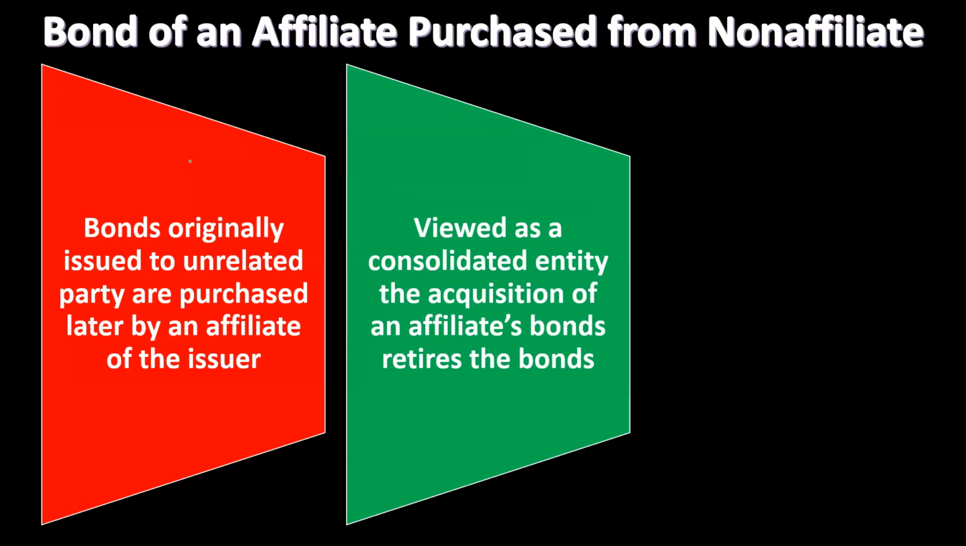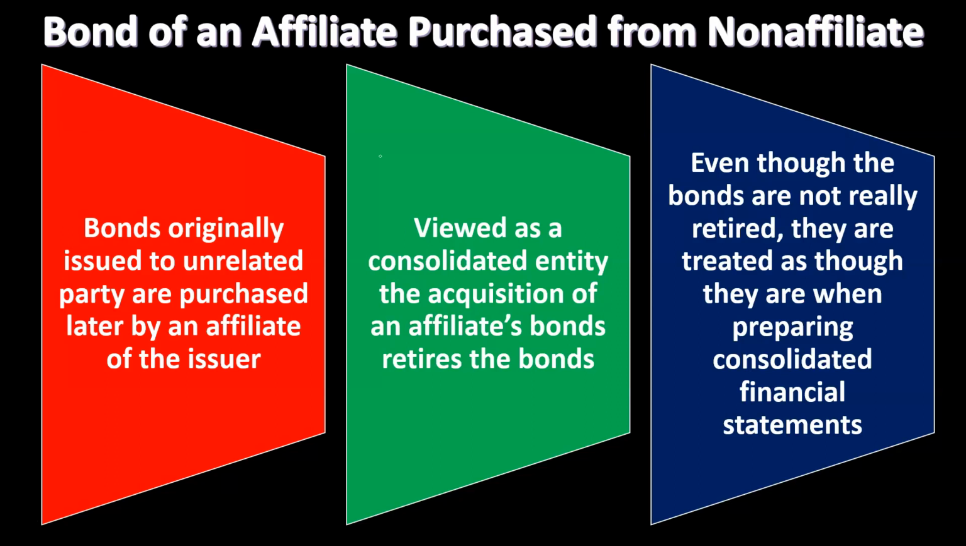Viewed as a consolidated entity, the acquisition of the affiliate's bonds retires the bonds. So if you think about this from a consolidation standpoint, if the bonds were outstanding outside of the whole organization, if you think about these two companies together, and then one purchases them back from the third party, well, then they're basically no longer outstanding. You've basically retired them from the perspective of a consolidation. So that's, in essence, the perspective that we're taking from a consolidated standpoint, that the bonds have been retired at that point.